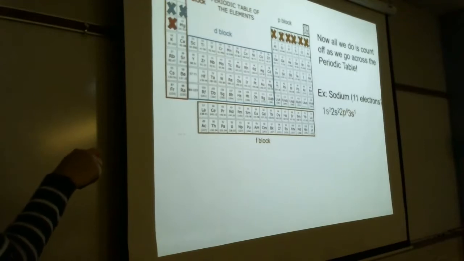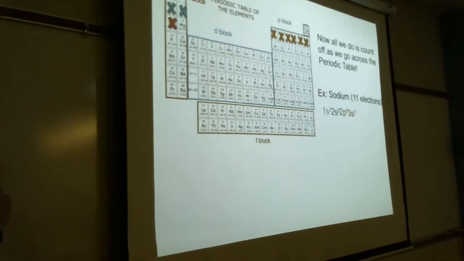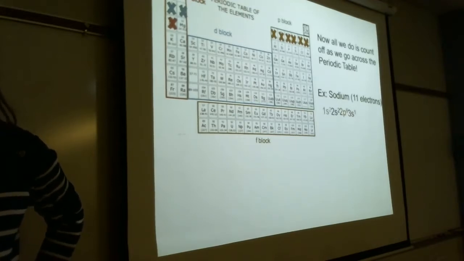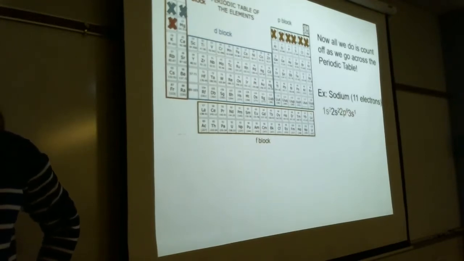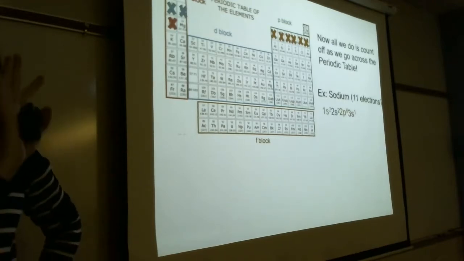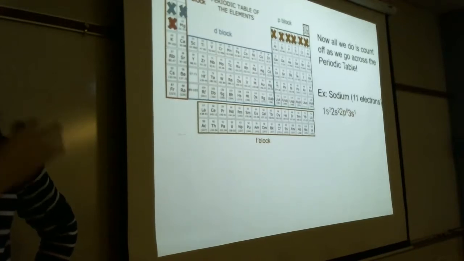Okay, the value of n comes from what period you're in. So 1, 2, 3, 4, 5, 6, 7. So you're just reading off the periodic table until you get to the element you're interested in. Does this make sense? This is the method I prefer because I don't have to draw up the diagonal rule. I can just look at the periodic table. However, if you like the diagonal rule, if that makes more sense to you and it gives you the correct answer, then by all means use it.